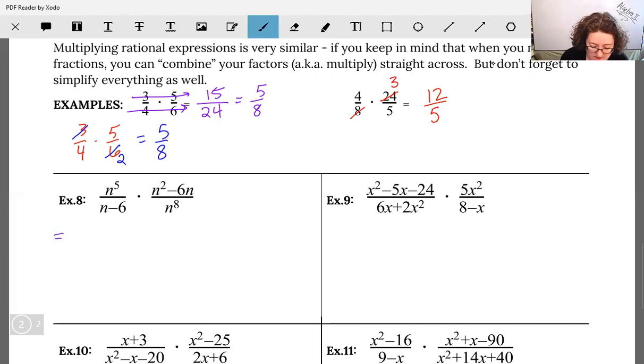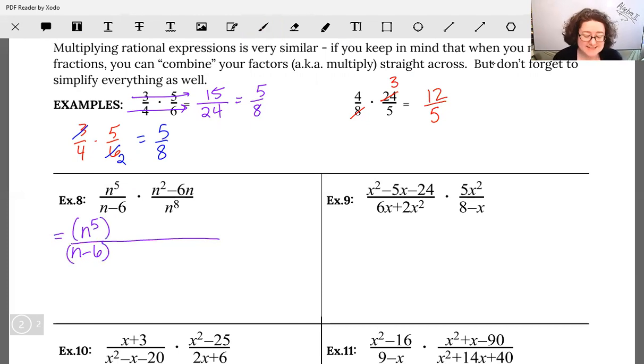So let's factor everything out. We have n to the 5th over n to the 6th. No common factors there, nothing else I can do with this. Multiplying, I can multiply numerators and denominators straight across. So I'm just going to write these as one big expression. N squared minus 6n. I have a common n that I can take out, which leaves me with n minus 6, which lo and behold, I have an n minus 6 already in the denominator. And then I have n to the 8th.